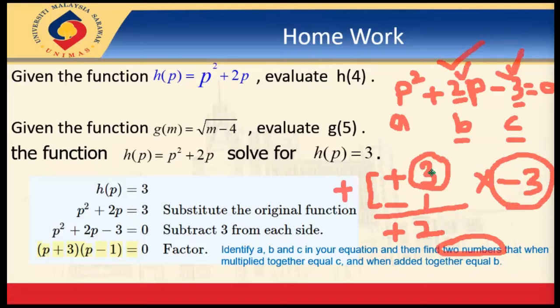In this way, according to the factorization rule, we can change this step to this step. The two numbers, 3 and 1, give p plus 3 into p minus 1. Meaning the p plus the first number, like p plus a, multiplied by p minus b. Okay, like this.